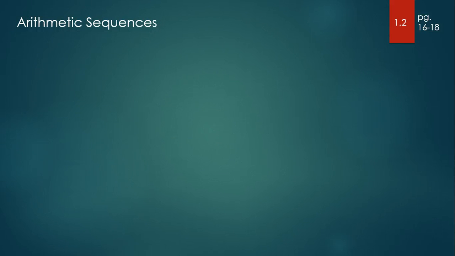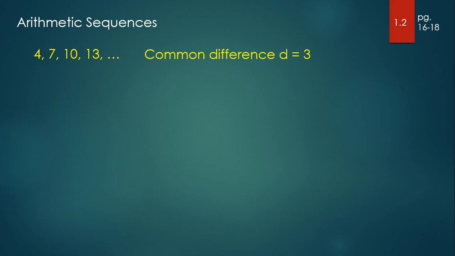Now our second topic is arithmetic sequences. Sequences are simply patterns, in this case patterns of numbers, and an arithmetic sequence is a pattern of numbers in which we notice that to get from one number to the next number we add the same amount. In this case we're adding 3. That number that we're adding each time is called the common difference, which is abbreviated with the letter D. So in this case, the D would equal 3 for this arithmetic sequence.